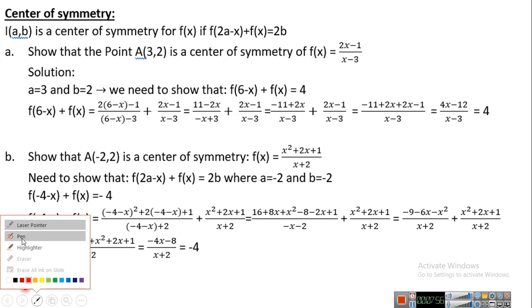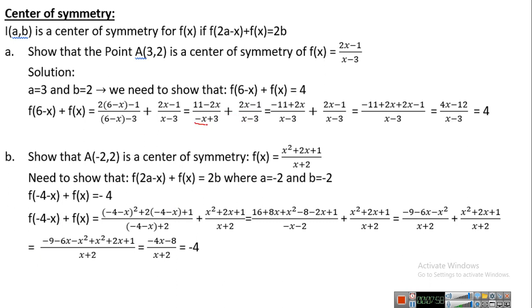Now I want to tell you, always, always, always, you're going to get the opposite. So to make it the same, you multiply up by minus 1 and down by minus 1. If you multiply down by minus 1, you get x minus 3, and up, minus 11 plus 2x. Here you have the same denominator, so you just add the numerators. For x minus 12, you can factor out 4. X minus 3 over x minus 3, you can cancel both. So it's equal to 4, which is what I want to show.